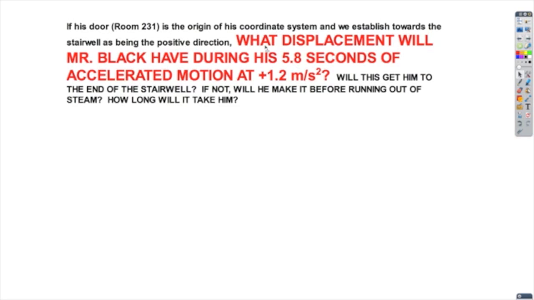The first task, what displacement will Mr. Black have during his 5.8 seconds of accelerated motion at plus 1.2 meters per second squared? So you really need to solve that first. We don't know the displacement, we're trying to solve it. But what do we know? Well, if you look, we know our initial velocity. When I say I'm at rest, that implies it's 0 meters per second. We also know my acceleration.